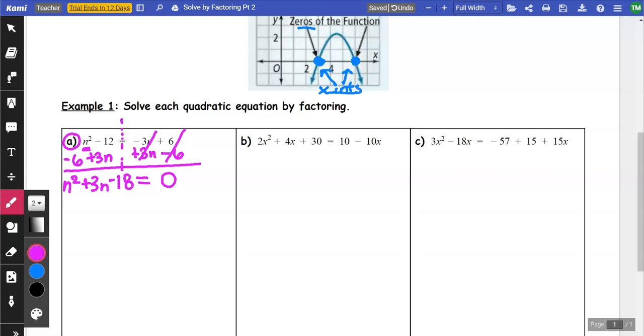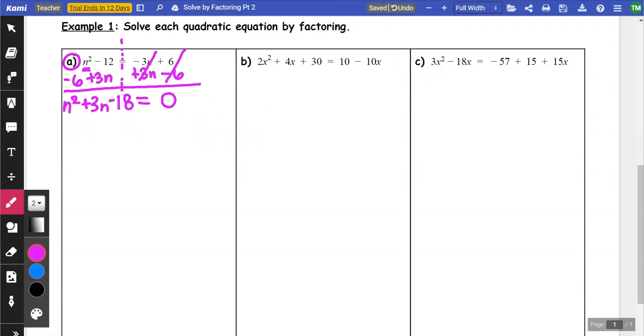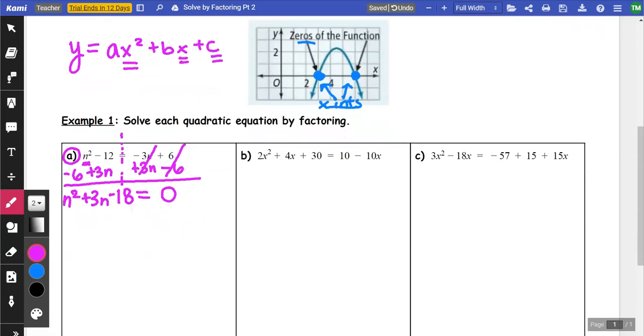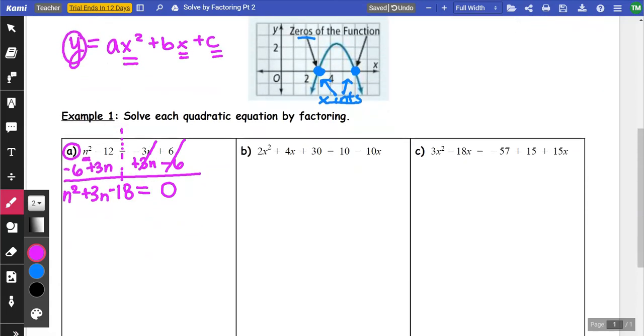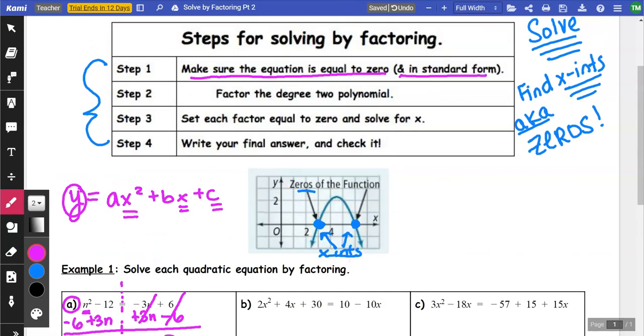The standard form of a quadratic equation, just as a reminder, is y equals ax squared plus bx plus c. So you have your x squared term first, followed by your x term, followed by your constant c. And right now we have that. And then what has replaced y in this equation? Y is simply 0. All right. So we're ready for step 2.